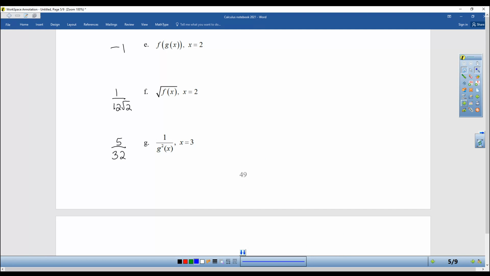Okay, starting to get hard. F of g of x. So this is just like the one with the 2x plus 1 cubed, right? You're going to take the derivative of f, but you're going to leave g the same. Isn't that what you would do? You would take the derivative of the f, but look, you would leave g the same. But then you would multiply by the derivative of g.